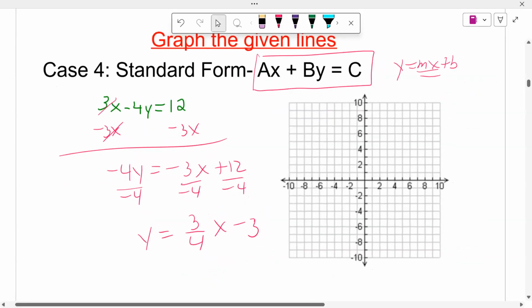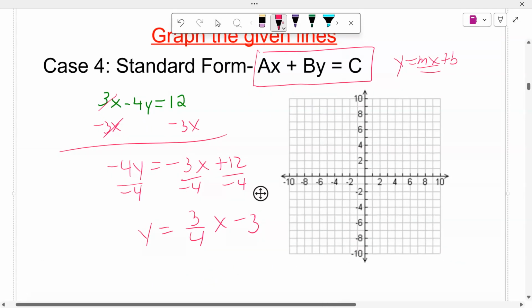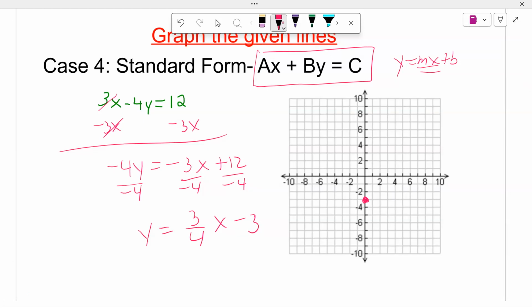Now we know that we begin at -3, so down 1, 2, 3, boom. And we're going to go up 3, right 4. Up 1, 2, 3, right 1, 2, 3, 4. Of course, I go down 1, 2, 3, left 1, 2, 3, 4. And here's our line. Notice again, it's a positive slope. It's increasing. We can clearly see our x-intercept here at 4, 0, our y-intercept at 0, -3.